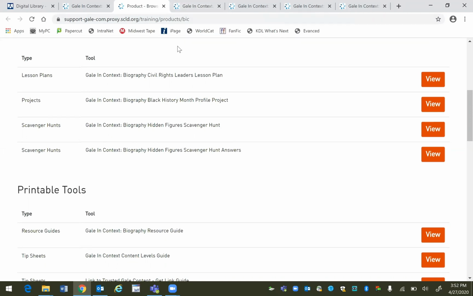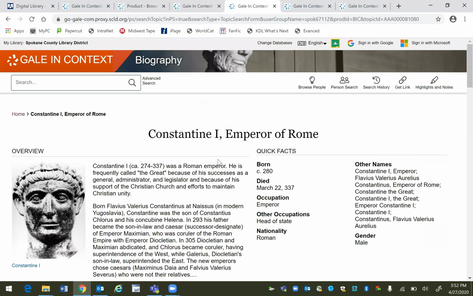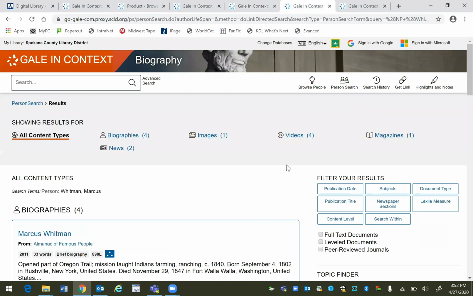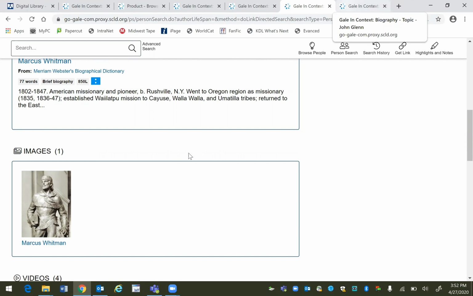Sixth graders in Washington typically study world history, so one of the characters could be Constantine I, Emperor of Rome. He might come up. Seventh graders in Washington typically study Washington state history, so Marcus Whitman could be one of the trading cards. He helped found part of Washington. He was a missionary in Washington.